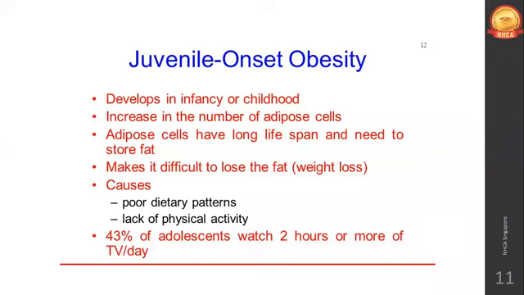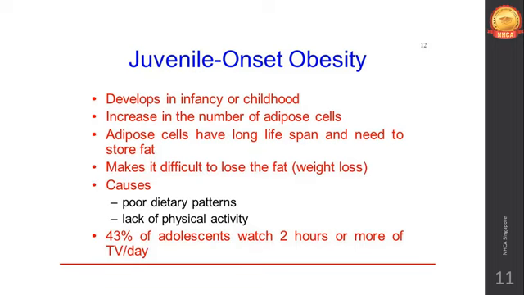Then we have juvenile onset obesity. It develops in infancy, as I mentioned earlier, when a child is leaving breastfeeding and going into the weaning diet, and parents overfeed the child since they're 6 months or 1 year of age. That's a developing period of juvenile onset obesity, or in childhood. In this case, your adipose cells, the fat cells, are higher in number. So this satisfies the first school of thought, the fat cell theory, which we have gone through recently.